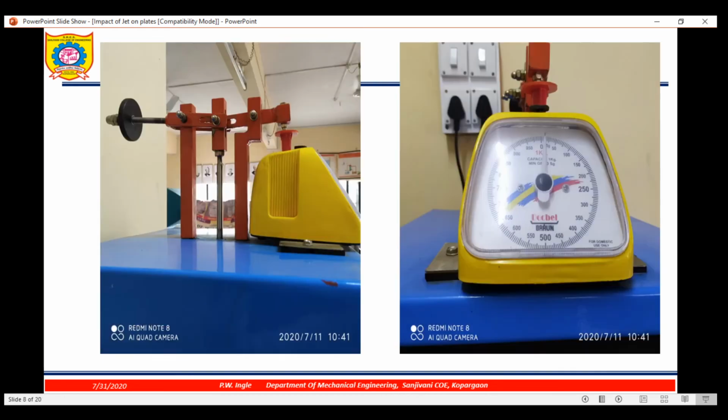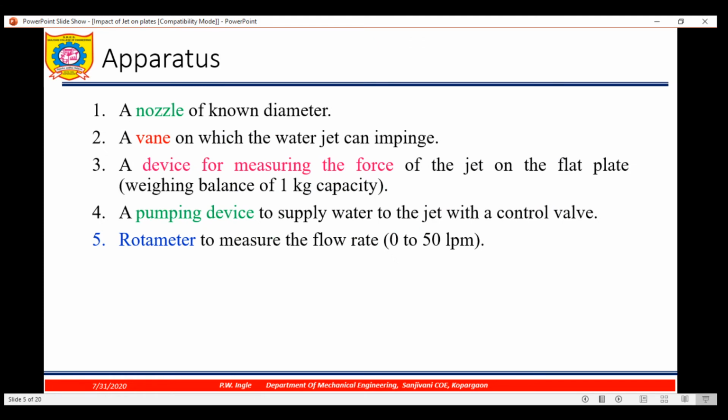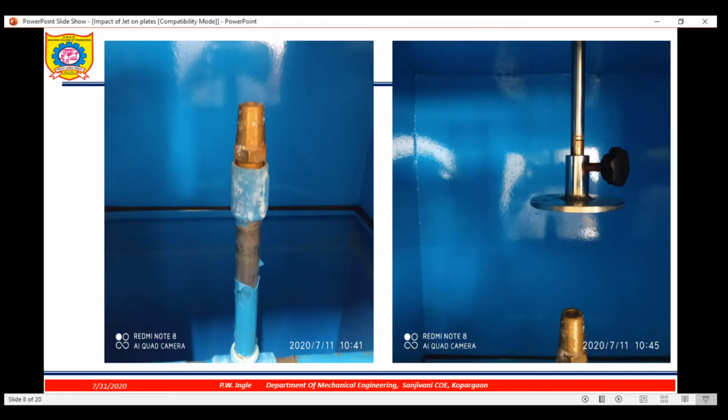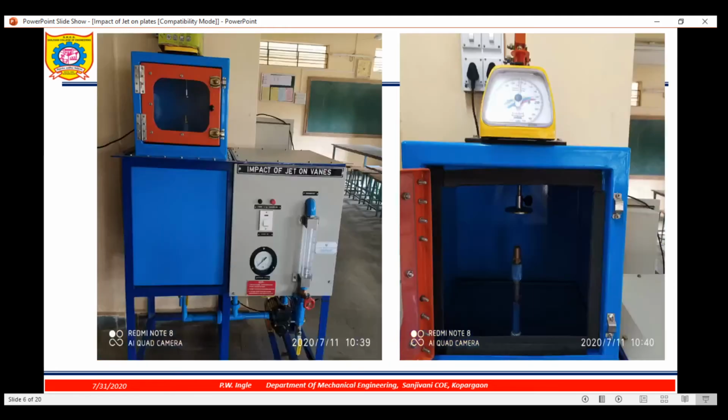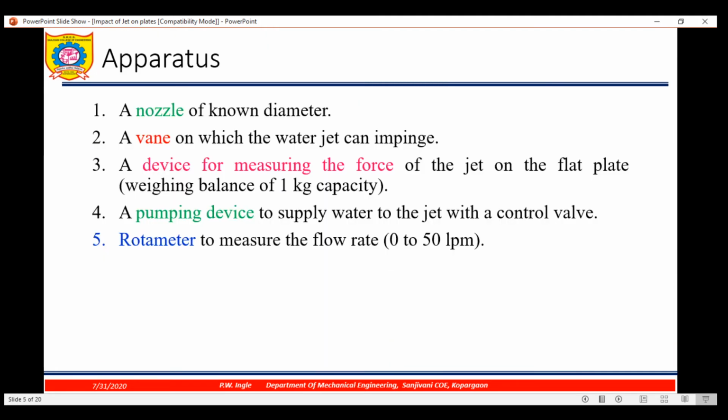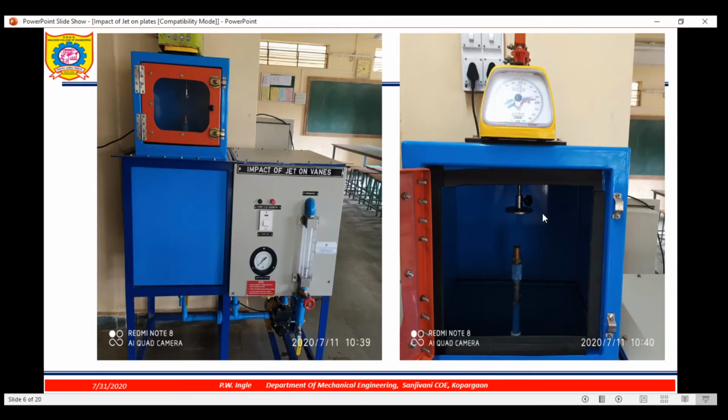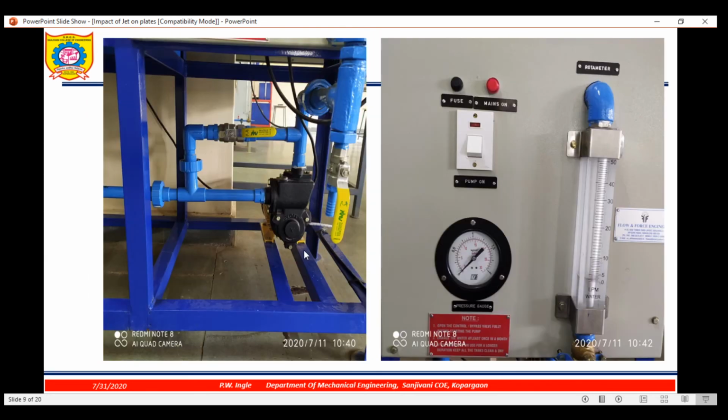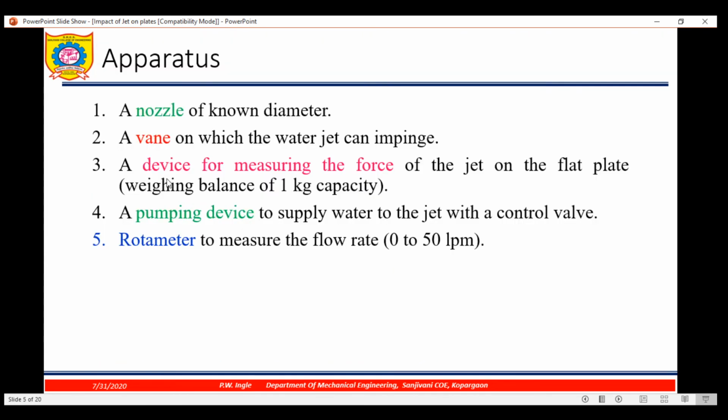So this completes the setup introduction. So the setup consists of what? A nozzle of known diameter. So where is the nozzle? Here it is, the nozzle. Again, nozzles of different diameters are also provided. Then a vane on which the water jet can impinge. So the vane is nothing but the plate. This is a flat plate, this is a chord plate and an inclined plate. Then a device for measuring the force, that is a weighing balance of 1 kg capacity.